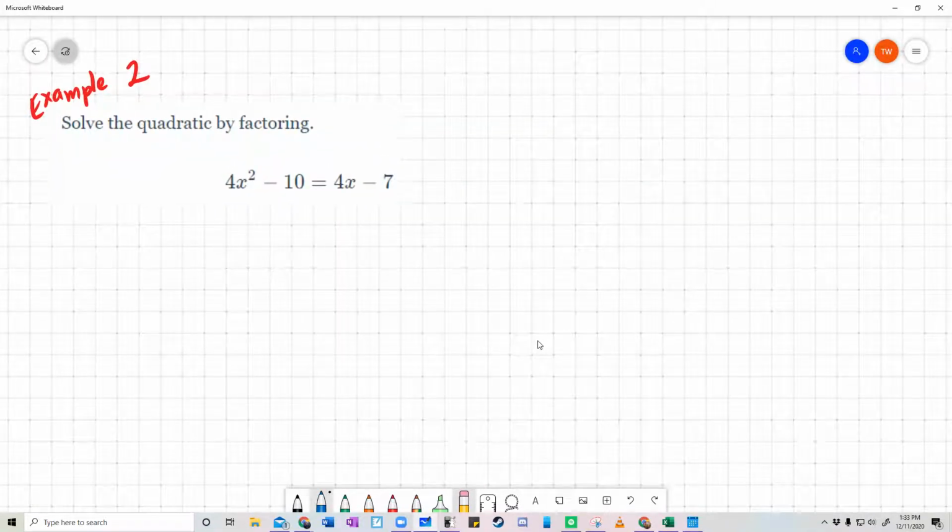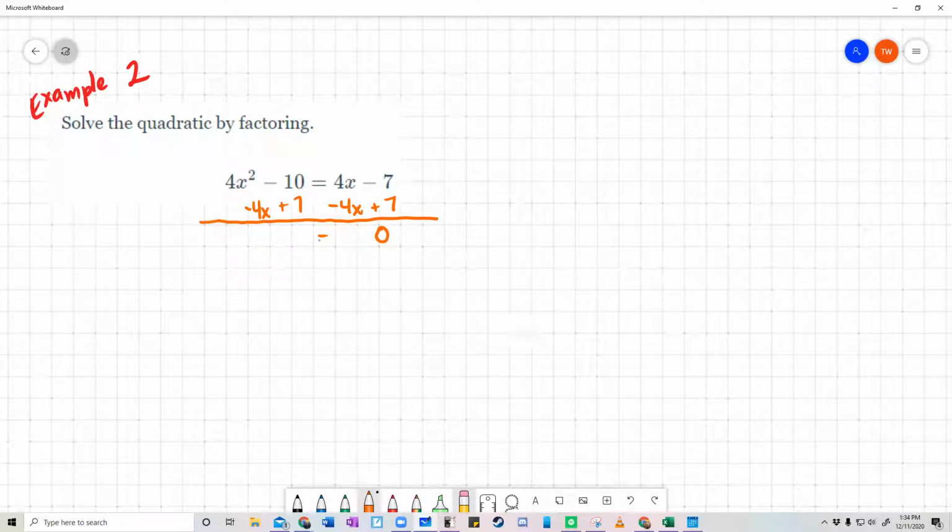4x squared minus 10 equals 4x minus 7. So I'm going to subtract 4x and add 7. Now notice there's no x term to line it up with, so I just know that I'm going to have a minus 4x, but I can line up the plus 7. Right-hand side's going to zero out. Negative 10 plus 7 is negative 3. Keep in mind that 4x squared and 4x are not like terms, so you cannot combine them. You can just bring them down.